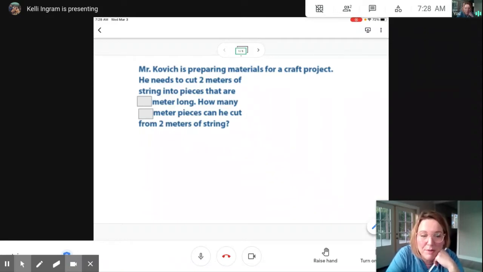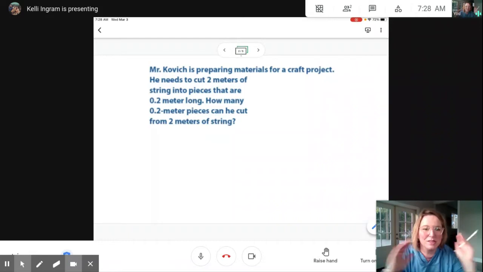Okay, so here's our problem that we're going to start thinking about and talking about how to wrap our mind around it. Mr. Kovich is preparing materials for a craft project. He needs to cut 2 meters of string into pieces that are some meter long. How many some meter pieces can he cut from this 2 meters of string? That would be about here, 2 meters. All right, so he's got some string. He's going to cut it into some pieces, and we want to know how many pieces he can get.